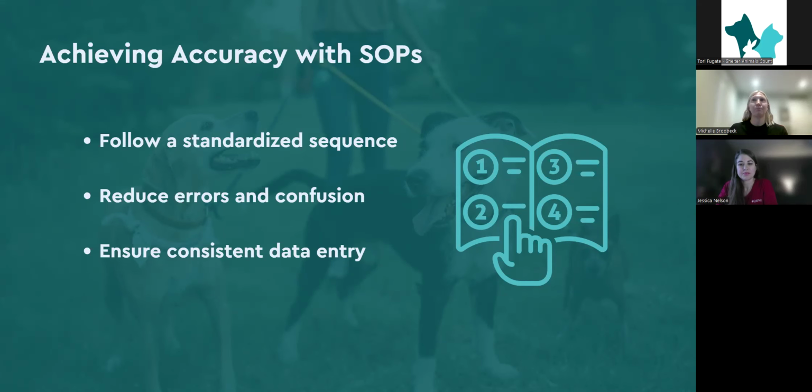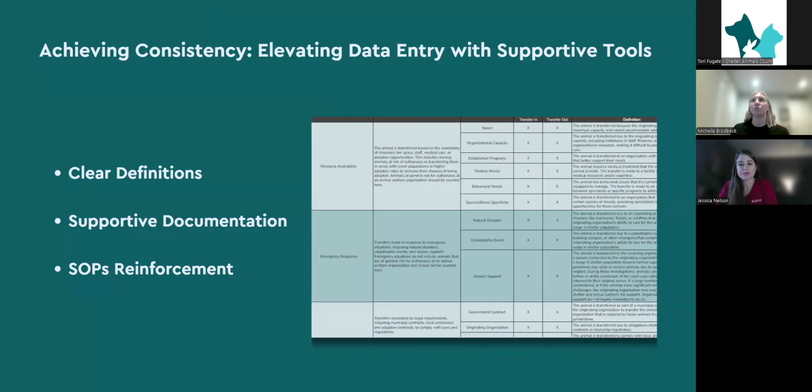And so now moving to the C in our ACE acronym, consistency. To achieve consistency in data entry, SOPs are invaluable, but definitions also play an equally critical role by providing clear definitions for the terms that we use in the categories. We can help eliminate confusion and make it easier for staff to understand exactly what is expected.